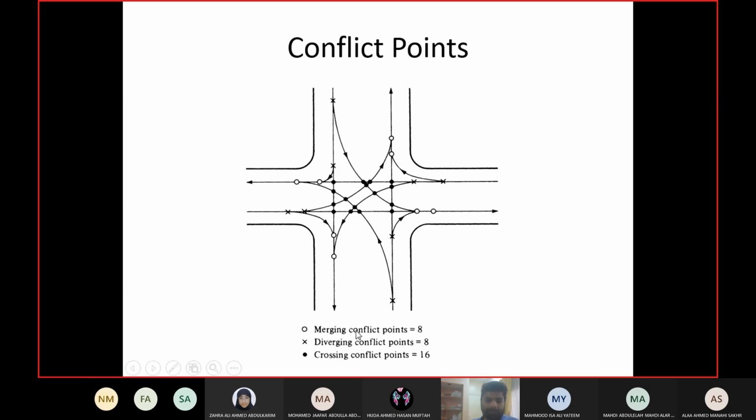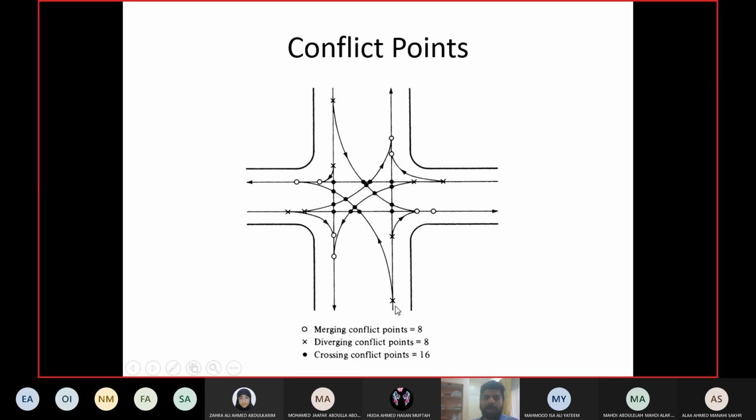Conflict points can be of 3 types: merging, diverging, and crossing. We have discussed merging, right? I told you about the right turning movements. See, the white circles are merging. So whenever you're right turning, it is merging. You're coming from a different direction and merging into one road. That is a vehicle coming from a different direction and it's merging into your road. That is merging.